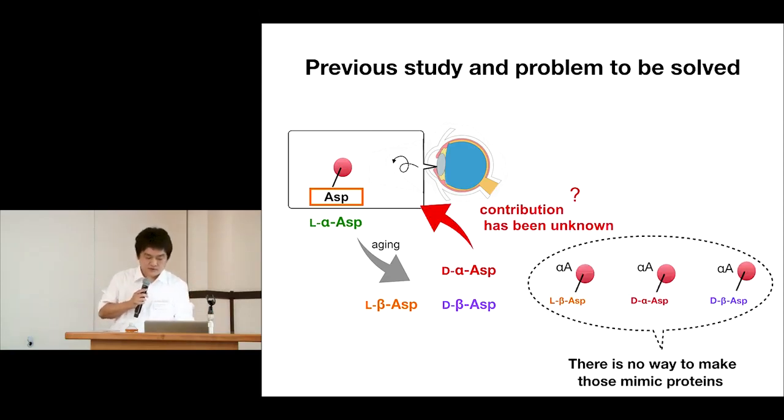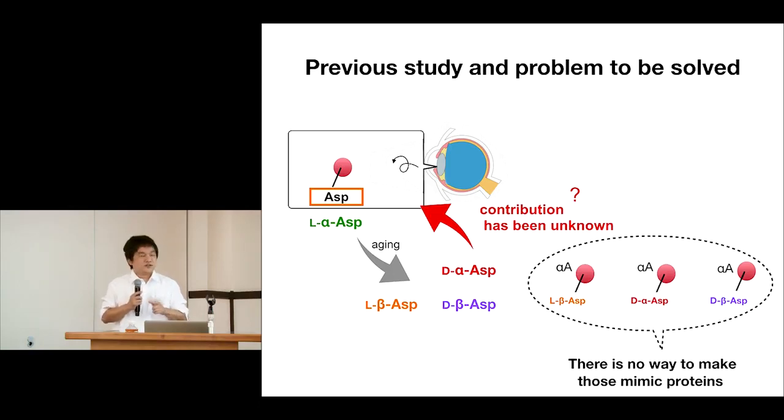That's good to know, but we actually don't know, after forming such aspartates, what they contribute to the lens function. It's very important to know this, because we want to check the contribution to cataract formation.